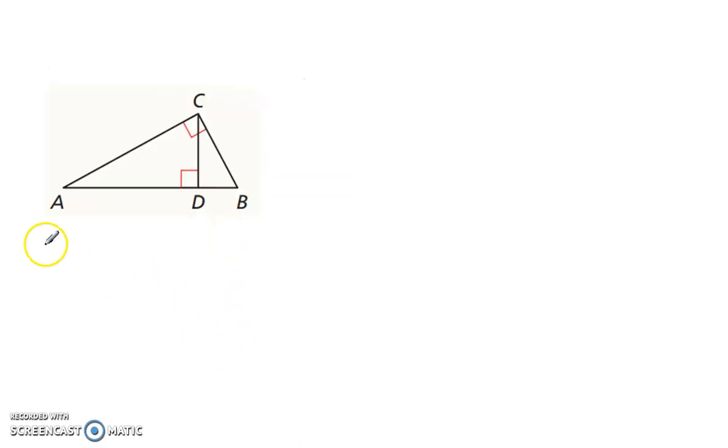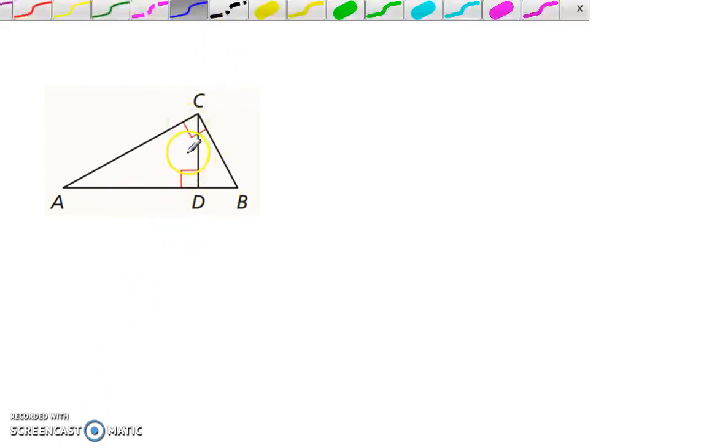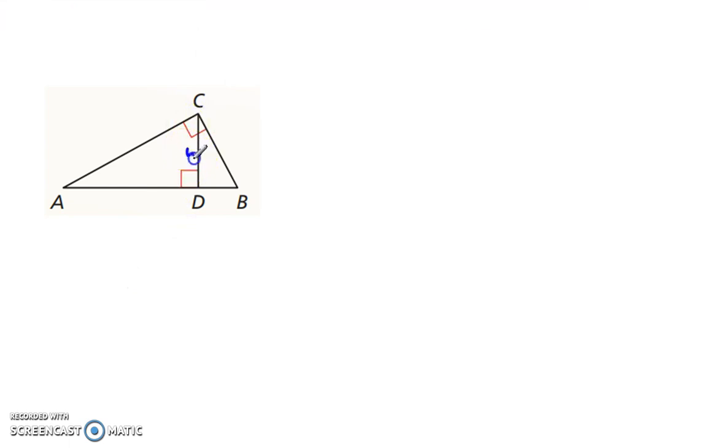Now, if I have this triangle that we were looking at earlier, and I'm considering this altitude here, let's call it the height, it is both the longer leg of this small triangle and the shorter leg of this large triangle.